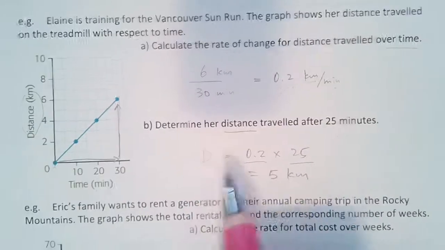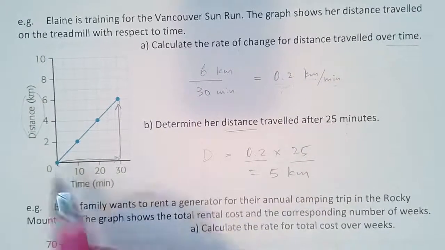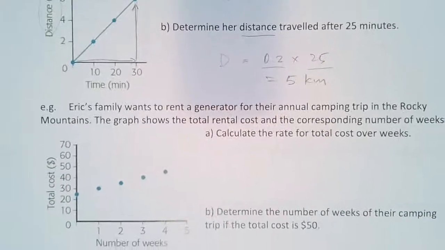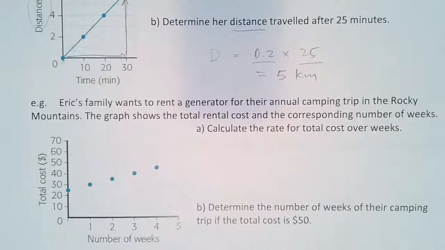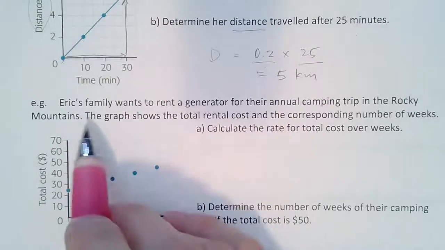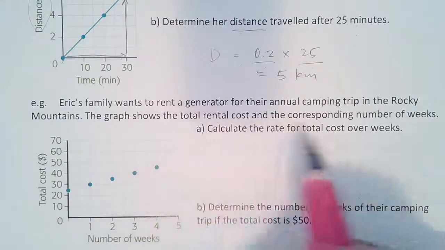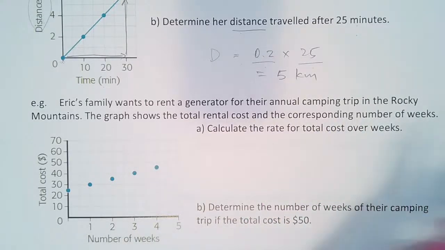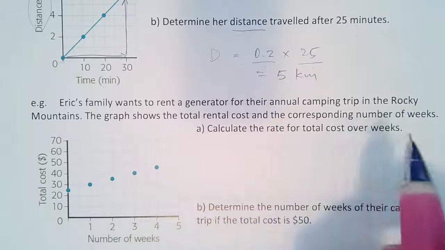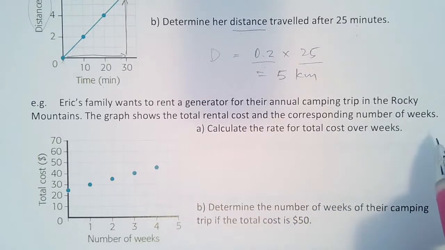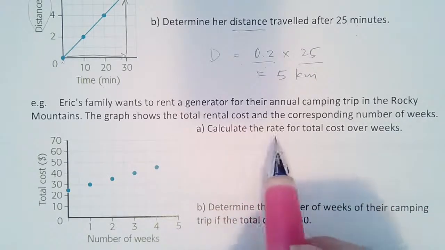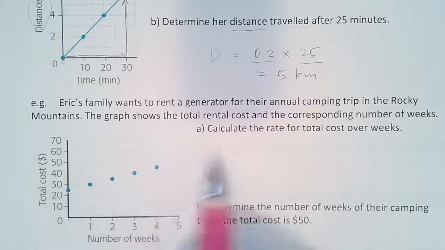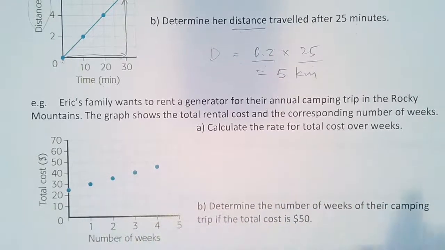In the next example, Eric's family wants to rent a generator for their annual camping trip in the Rocky Mountains. The graph shows the total rental cost and the corresponding number of weeks. Calculate the rate of change for total cost over weeks. Now, when it comes to a question like this, we will still need to find the change in terms of the cost over time.